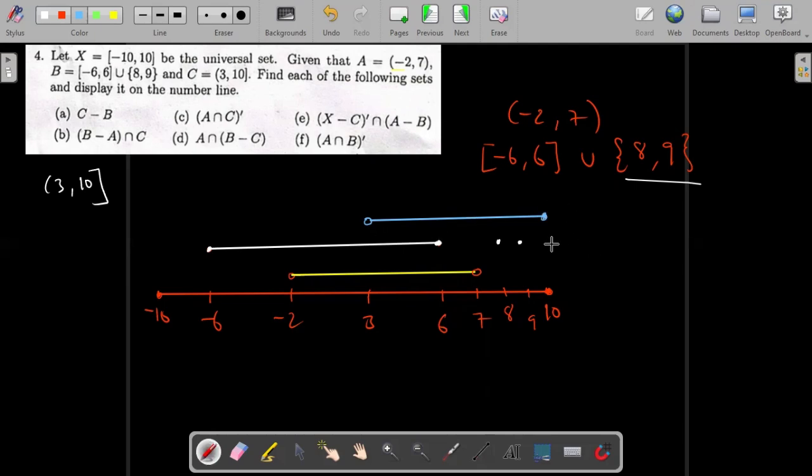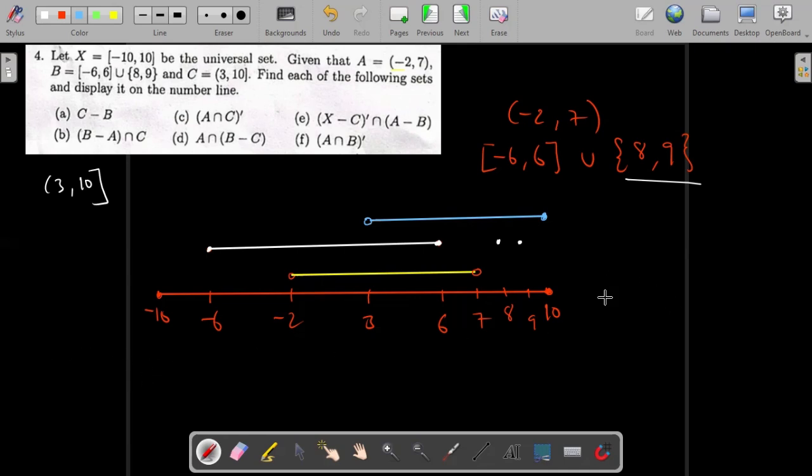So these are the sets that I'm having. The one in yellow is my set A. The one in white is our set B. Then our set C is the one in blue. And they're telling us to find the sets. So we must find.